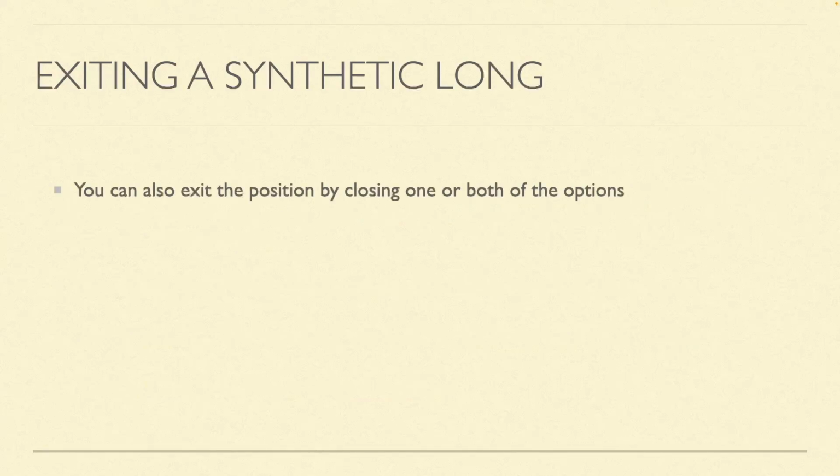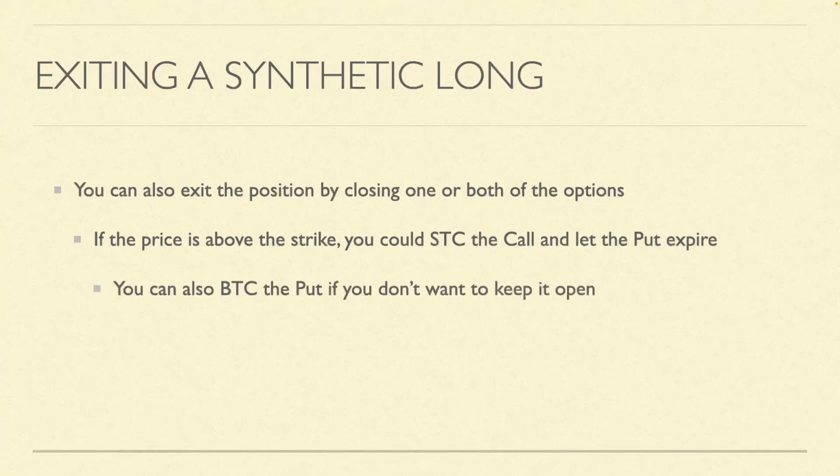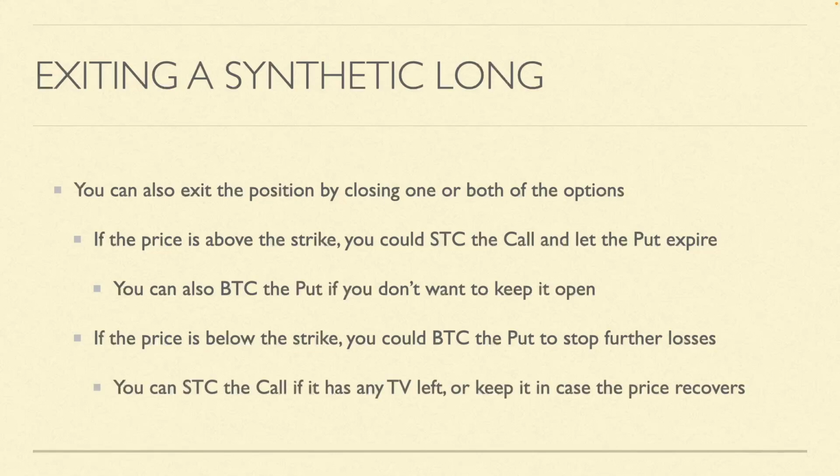You can also exit the position by closing one or both of the options. If the price is above the strike, you could sell to close the call to make a profit and let the put expire. You can also buy to close the put if you don't want to keep it open, if you don't want to risk being exposed to a drop in the price and having to buy the shares. If the price is below the strike, you could buy to close the put to stop further losses. You can sell to close the call if it has any time value left, or keep it in case the price recovers.